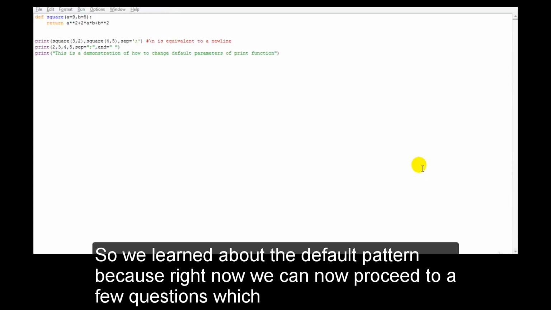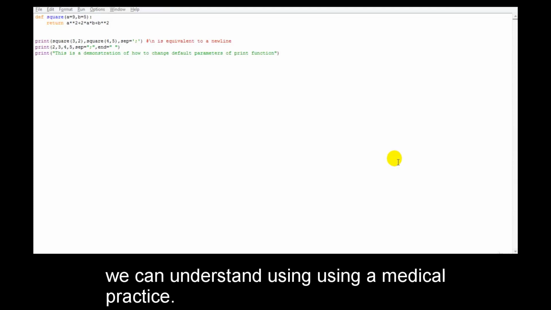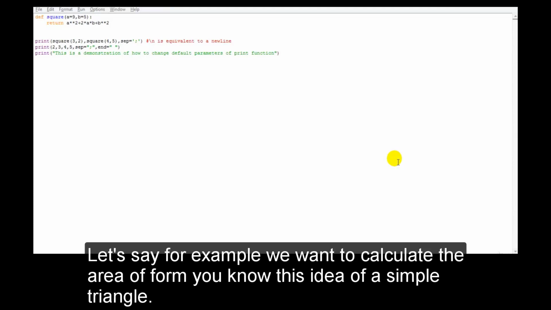So we learned about the default parameters. We can now proceed to a few questions which we can understand using arithmetic operators. Let's say, for example, we want to calculate the area of a simple triangle.